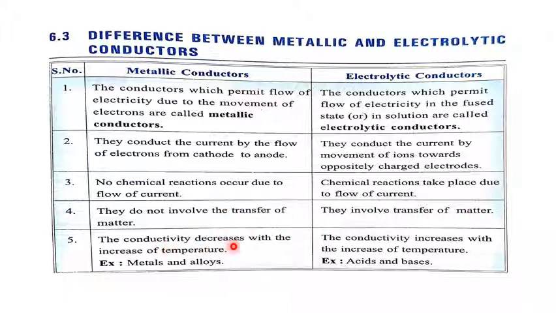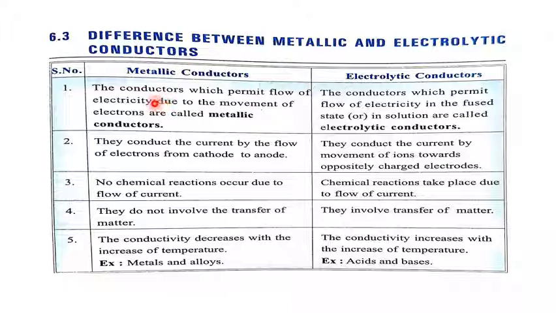The conductivity decreases with the increase of temperature in metallic conductors, and increases with the increase of temperature in electrolytic conductors. Examples for metallic conductors are metals and alloys. Examples for electrolytic conductors are acids and bases. This is about the differences between metallic conductors and electrolytic conductors.